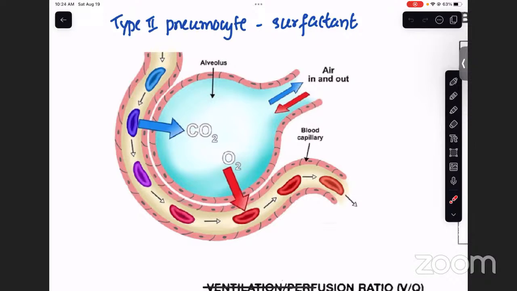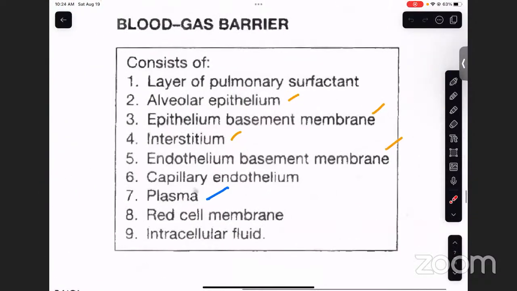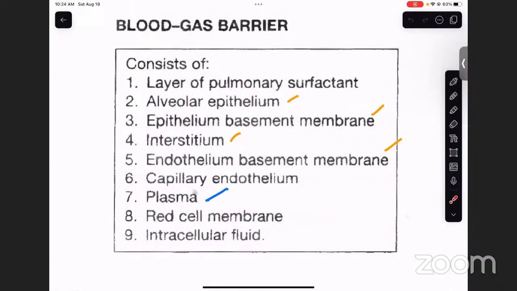basement membrane. You can see the blood gas barrier. It's very important for the gaseous exchange in our body. It consists of the pulmonary surface, alveolar epithelium, and theoretically there will be 9 layers, but you need to note the alveolar epithelium, basement membrane, and interstitium. Also, this is the layer between the alveolar epithelium and the vascular endothelial layer.